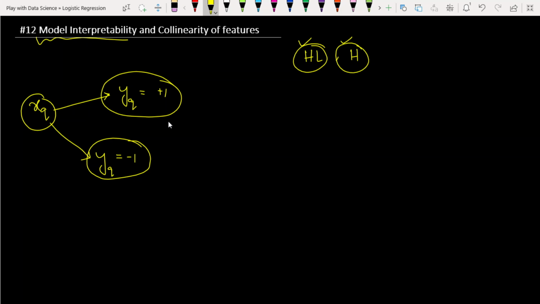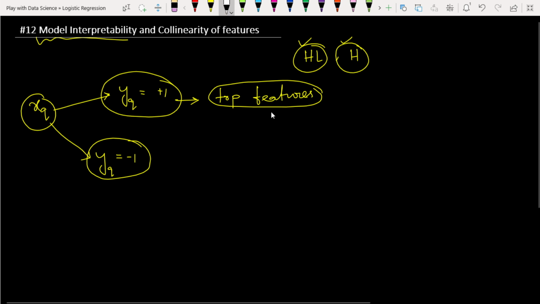So from this we predict that for the positive class, what is the top feature? Is it hair length, or hair length and height? Hair length is the less important feature and height is the most important. Height is the best feature for the positive class.